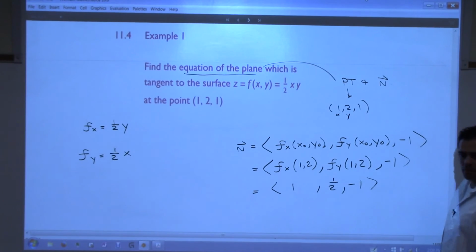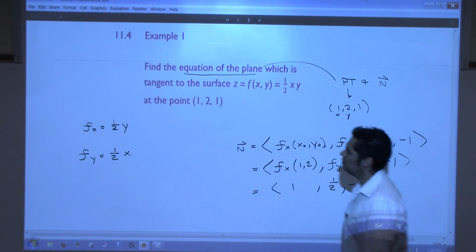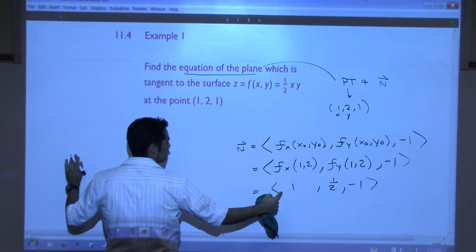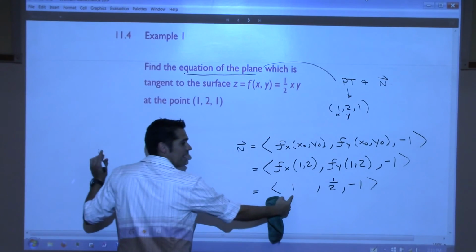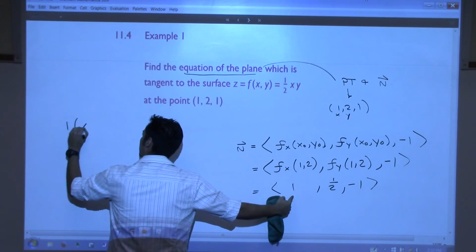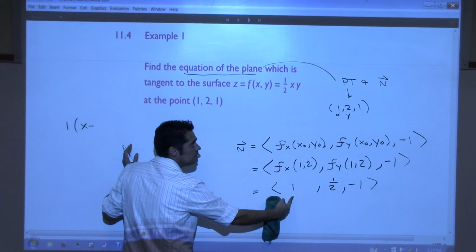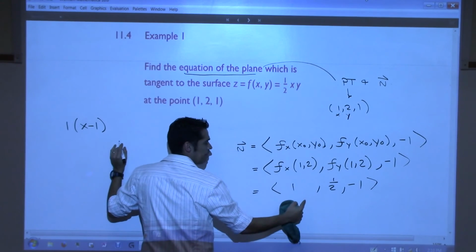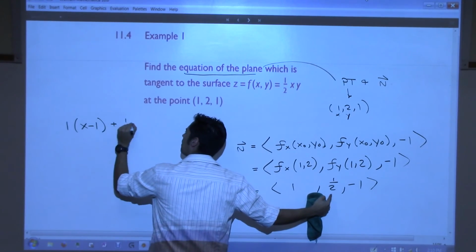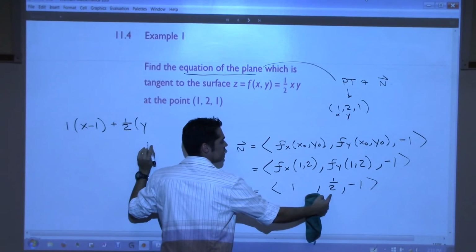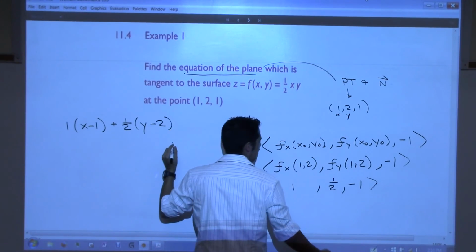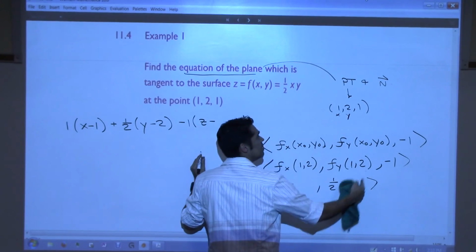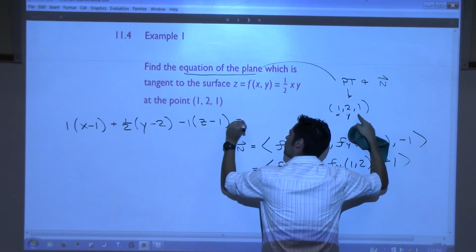So I have the equation of the plane, don't I? It is exactly this, where this is A, B, and C. So A, 1, times x minus x naught, the point right here, 1. And then plus B, so plus 1/2 times y minus 2. And then plus C, but C is -1, so -1 times z minus z naught, which is 1, equals 0.